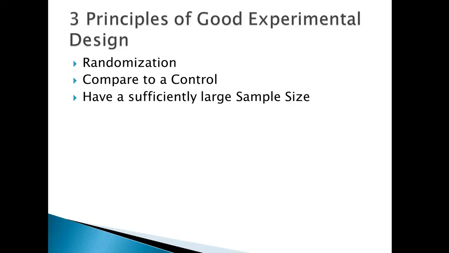So three principles of good experimental design. Randomization, so randomly put people into a control group or a treatment group. Have a control group, so compare the treatment to a control rather than to nothing, and have a large enough sample size.